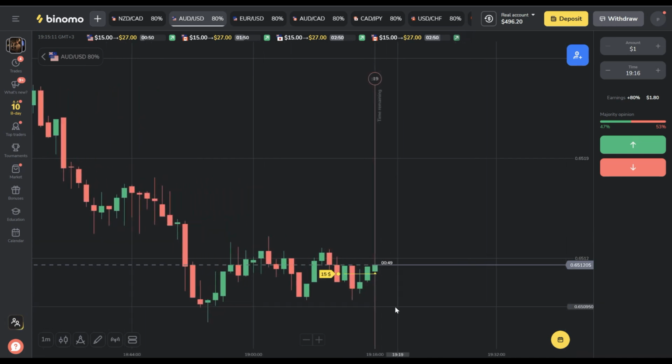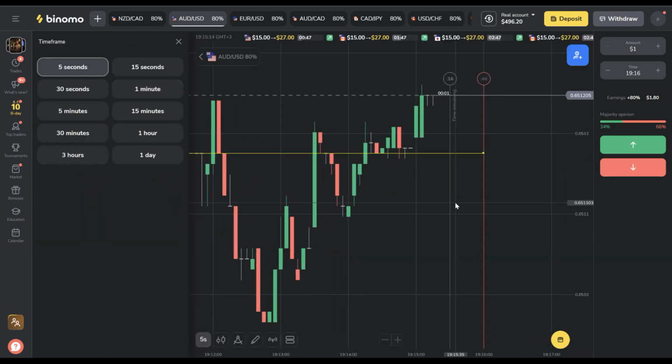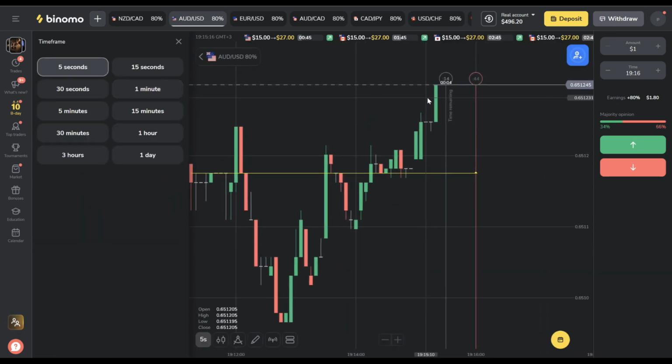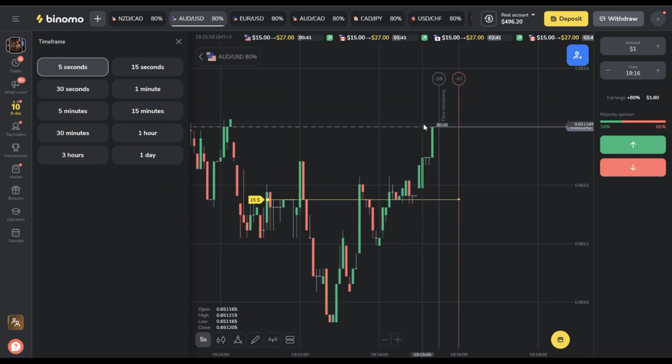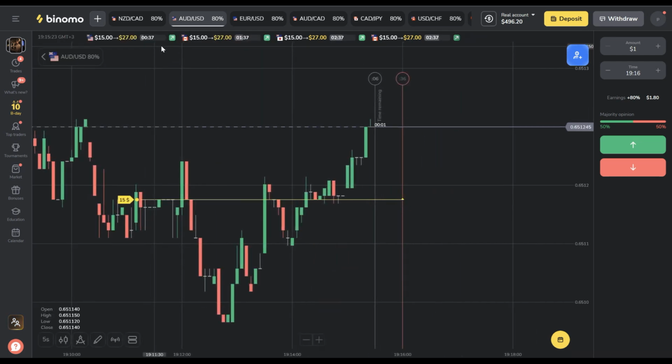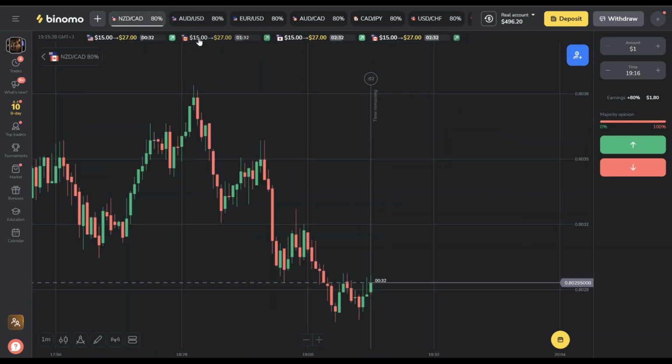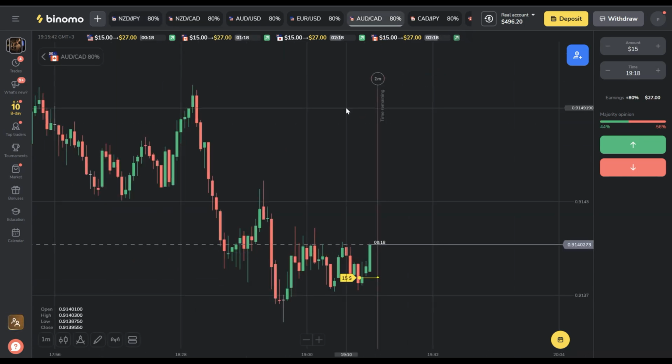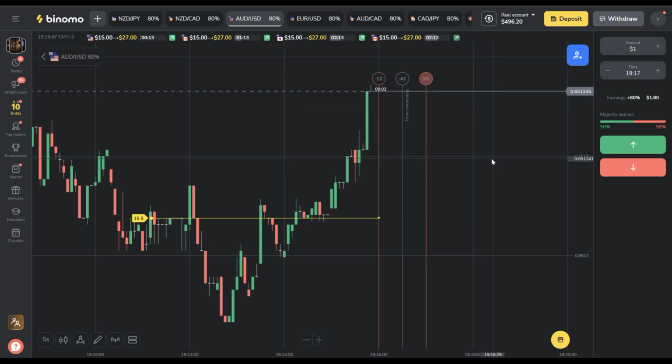The price is currently in profit. On the 5-second chart, it looks like this. Well, the movement here isn't the most confident, but there's a high probability that the trade will still close in profit. The last minute is running, 37 seconds remaining. The other assets are currently in profit.